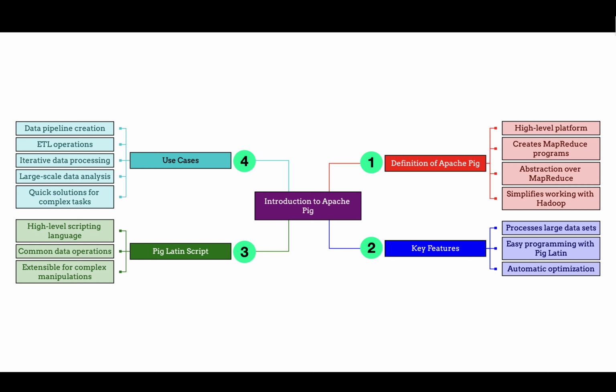4. Use cases. Apache Pig is ideal for data pipeline creation, ETL (extract, transform, load) operations, iterative data processing, and large-scale data analysis. It's widely used when quick and straightforward solutions are needed for complex data processing tasks.